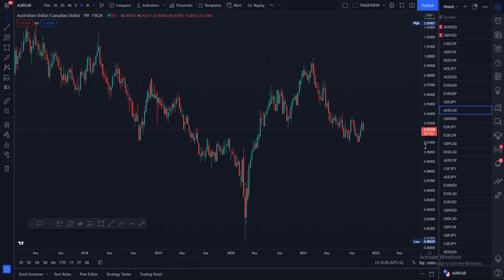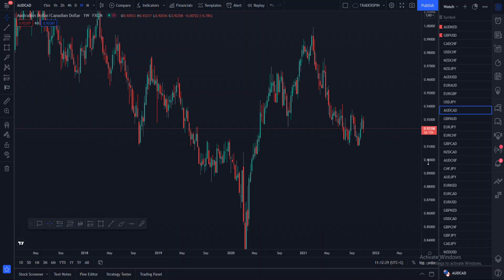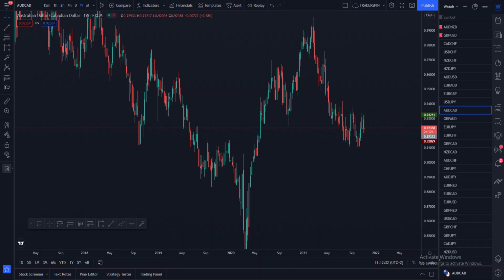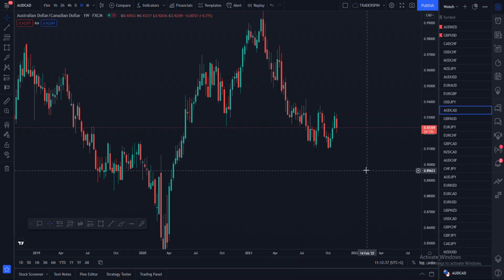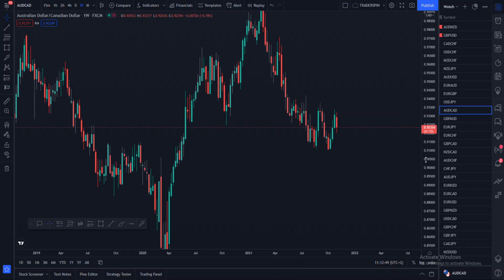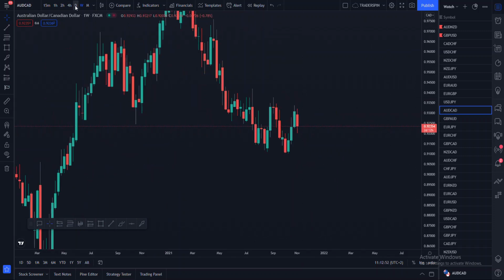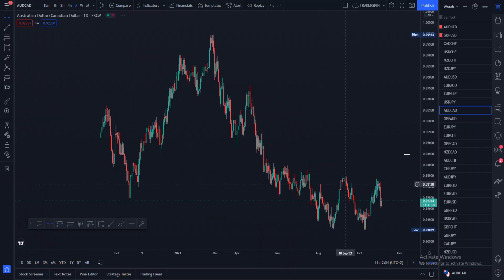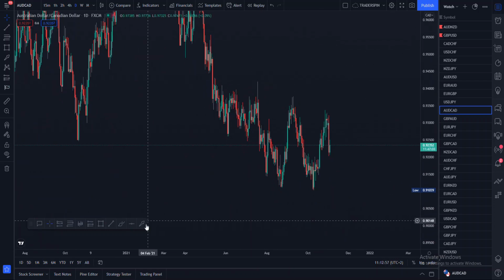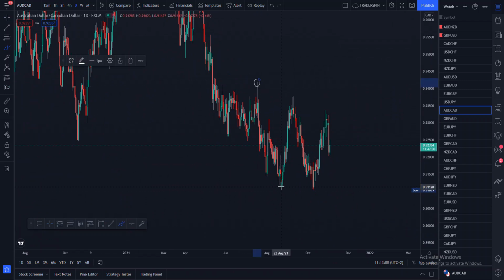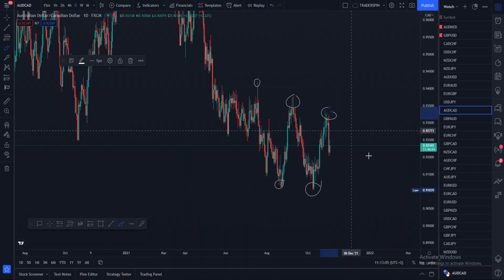And here we have AUD CAD. It is a trade that I was actually looking to take next week Monday, when the new week starts. Let me explain to you why I'm saying that. It is because I can see that we have this low, we have that lower low, we have that lower high, and now price is giving us another low.